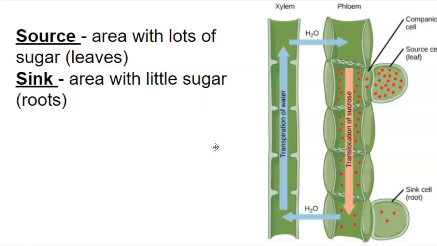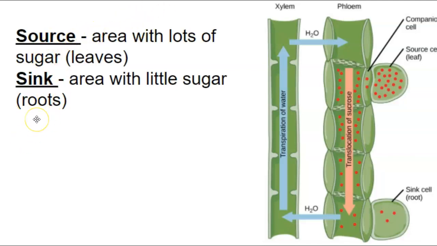So when we're moving sugar, we always move it from an area with lots of sugar, and we call that area the source, to a sink, which is an area with a little bit of sugar, or not a lot of sugar. In this case, it's going to be the roots. So this is typically the way that it goes.